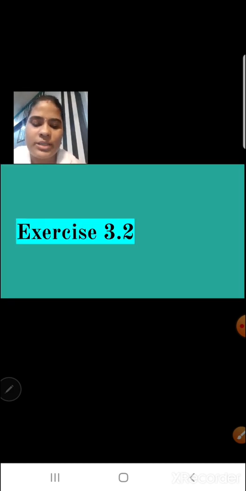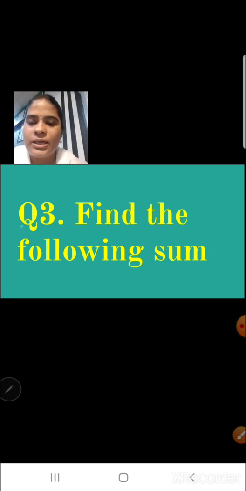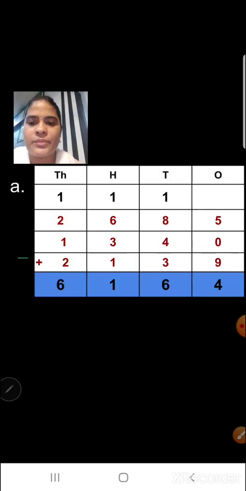Children, now take out your notebook and let us continue with exercise 3.2. In exercise 3.2, question number 1 and question number 2 we have already done. Now note down question number 3. Find the following sum. A1, the question is 2,685 plus 1,340 plus 2,139. We have to add from ones place.